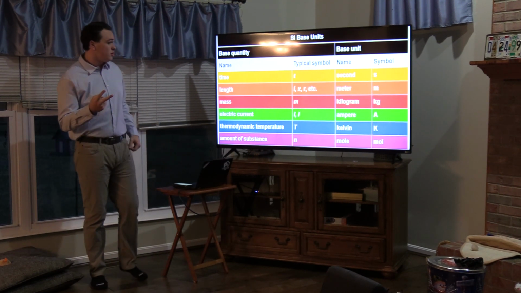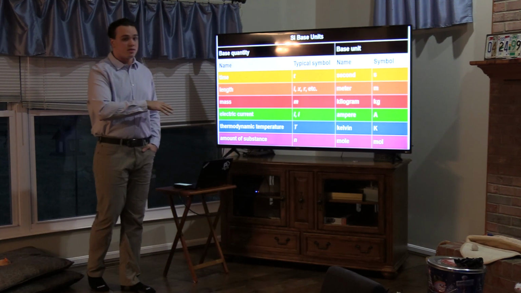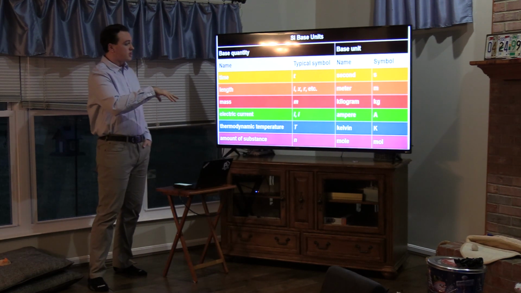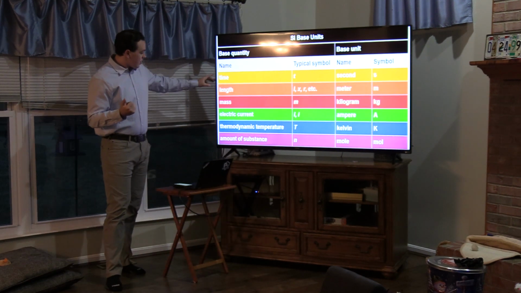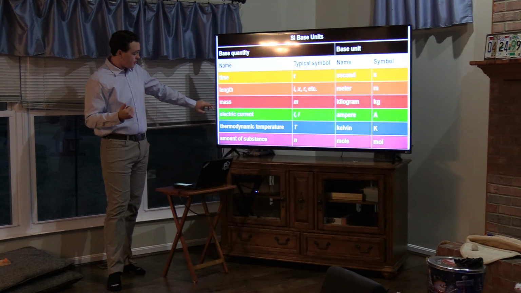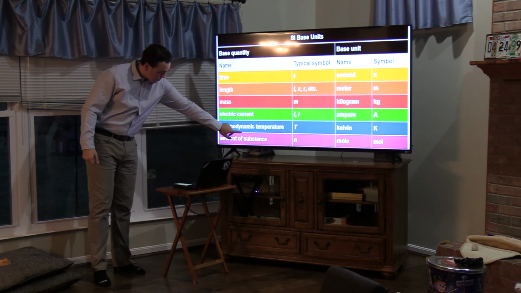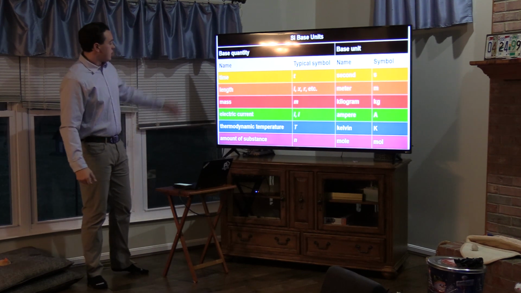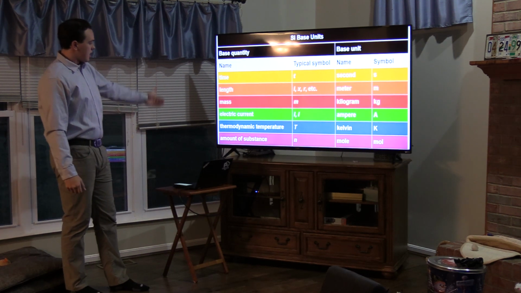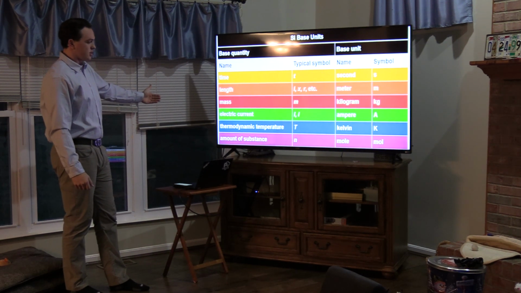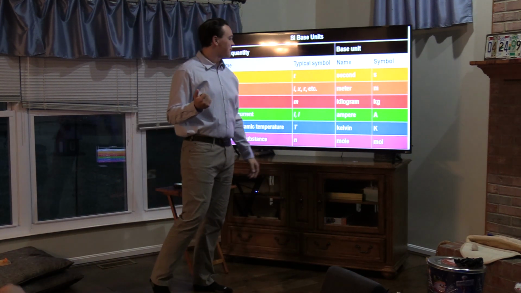Now, I have two little mnemonic devices to help you guys memorize the basic SI units and the units that go along with them. So I'm going to introduce you to my friend Tom. Tom likes miniature eggs that smell. So time, length, mass, electrical current, temperature, and substance. Tom likes miniature eggs that smell. And then he has his friend. Yeah, I know. Not my best work, but it works.